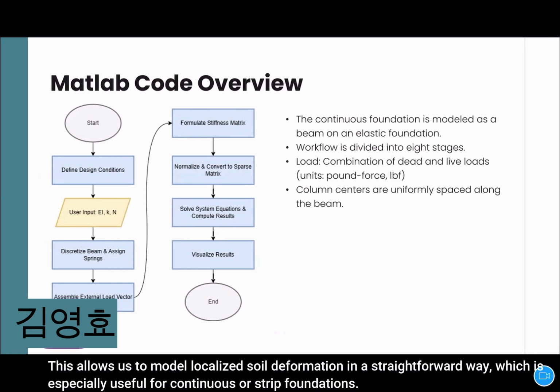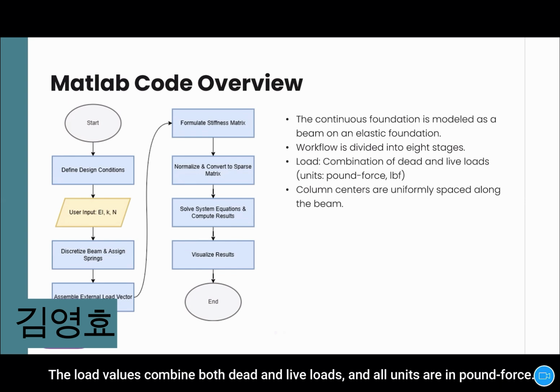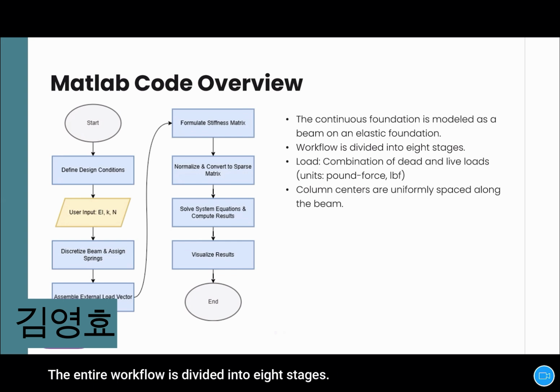continuous or strip foundations. In our code, vertical point loads are applied to simulate column reactions, and they are spaced uniformly along the beam. The load values combine both dead loads and live loads, and all units are in pound-force. The beam itself is modeled as a one-dimensional element with discrete spring supports beneath it.